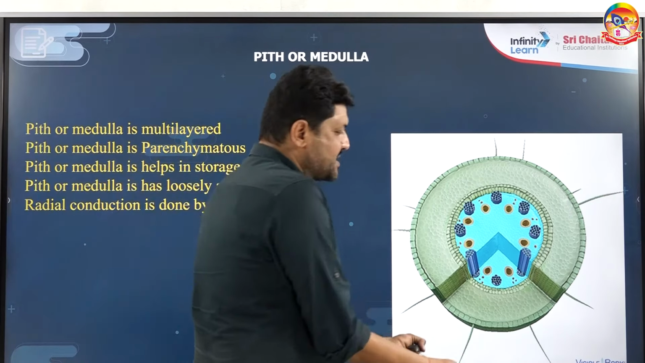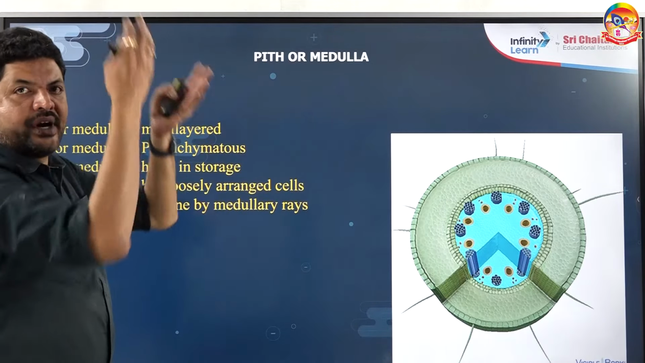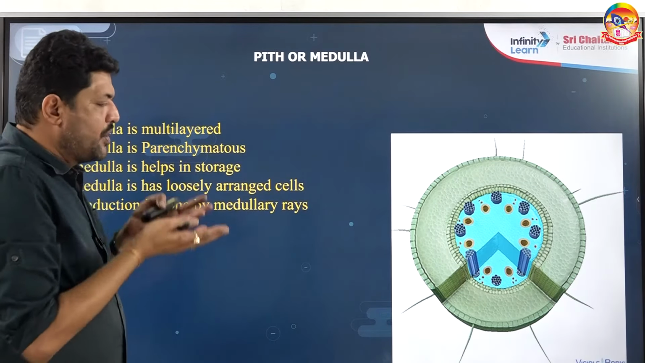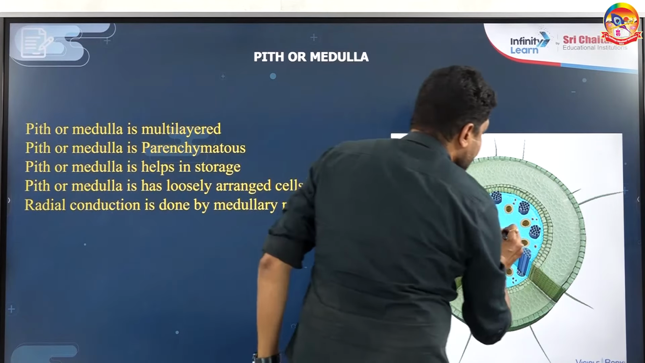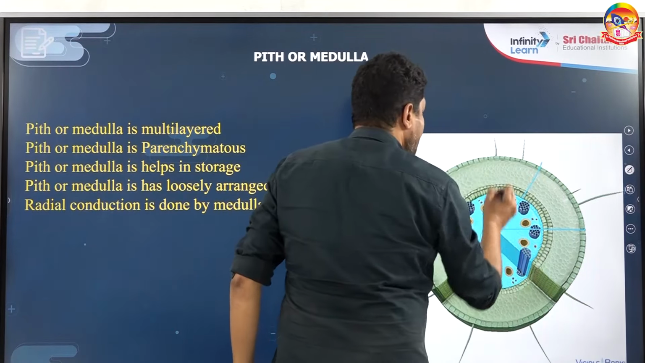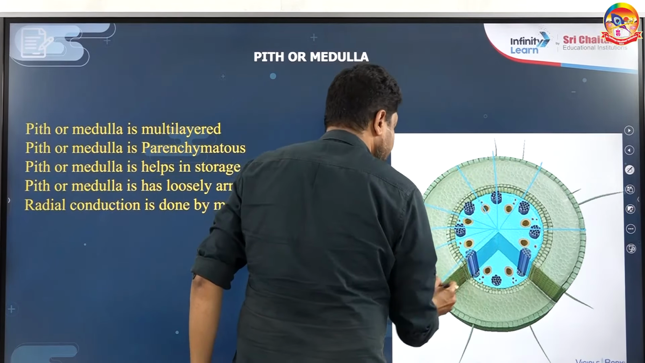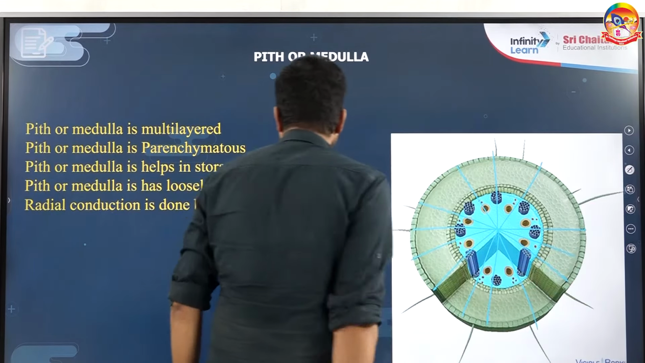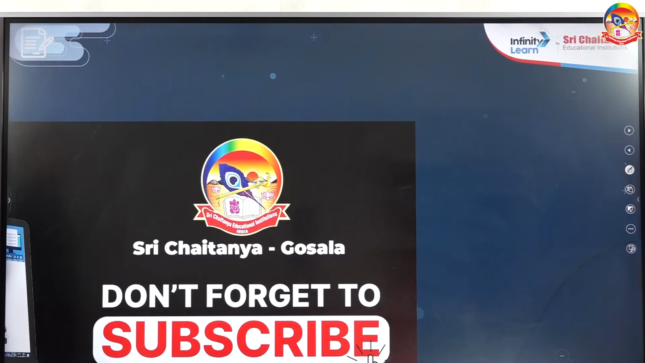Radial conduction of food: if every vascular bundle is taking water in an upward direction and food in a downward or upward direction, what about the parts present in the periphery? The radial conduction of water and food materials is done by medullary rays. Medullary rays help in radial conduction of water. So this is all about general cortex, the ground tissue system.